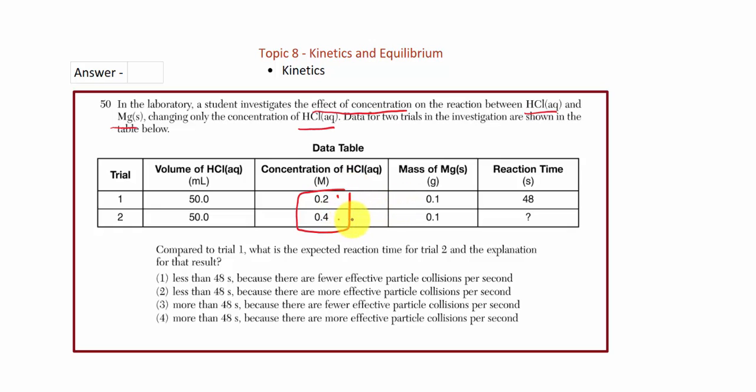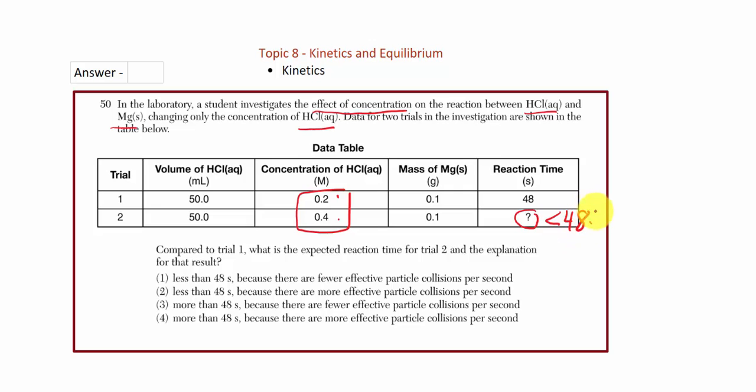We are asked to speculate: compared to trial 1, what do we expect the reaction time for trial 2 to be, and what would be the explanation for the result? Hopefully you recall that if we increase the concentration of reactants, we're going to have more effective collisions at a more rapid pace. That should make the reaction go faster. So the amount of time it takes for the reaction to take place is going to be less than it was with the lower concentration. So our question mark here should be a number less than 48.